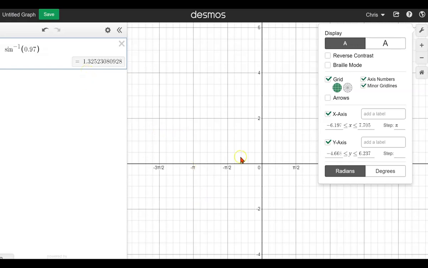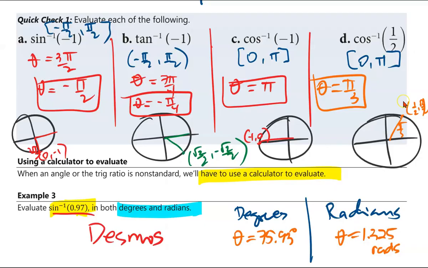Easy, right? So again, use decimals, just type and then click on the graph settings and hit radians or degrees if you want to convert. Okay, let's go back to our notes, and this is what we got. When we use decimals, inverse sine of 0.97 is 75.93 degrees, and in radians 1.325.